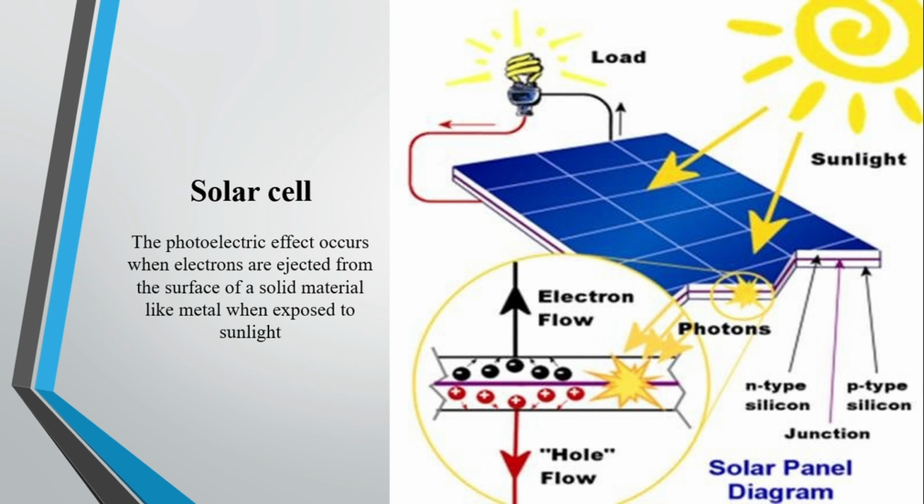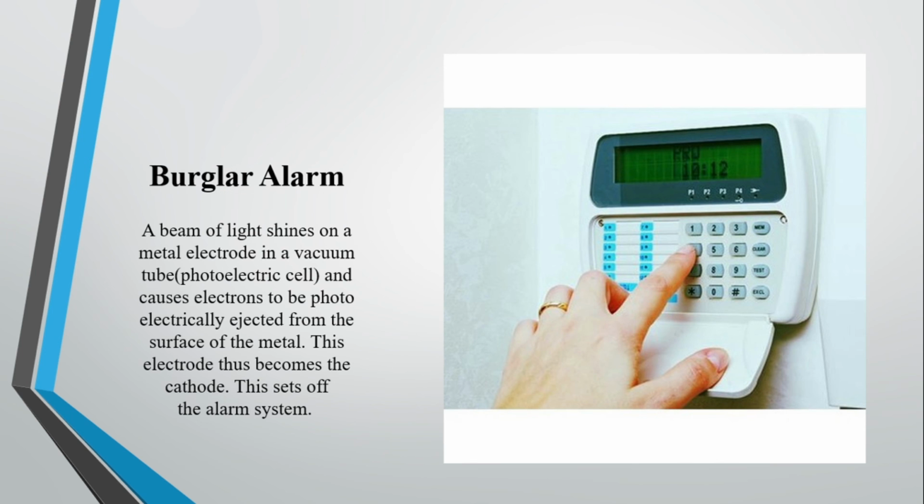Next. Solar cell. The photoelectric effect occurs when electrons are ejected from the surface of a solid material like metal when exposed to sunlight. Next. Burglar alarm. A beam of light shines on a metal electrode in a vacuum tube and causes electrons to be electrically ejected from the surface of the metal. This electrode thus becomes the cathode. This sets off the alarm system.